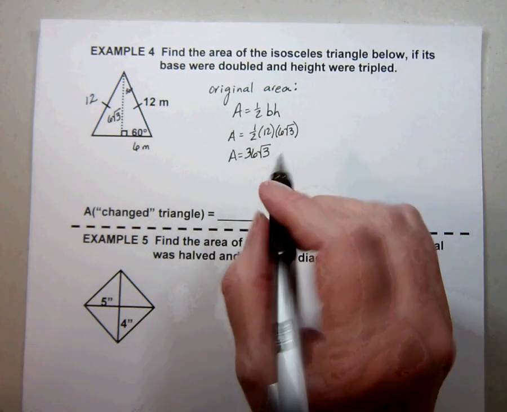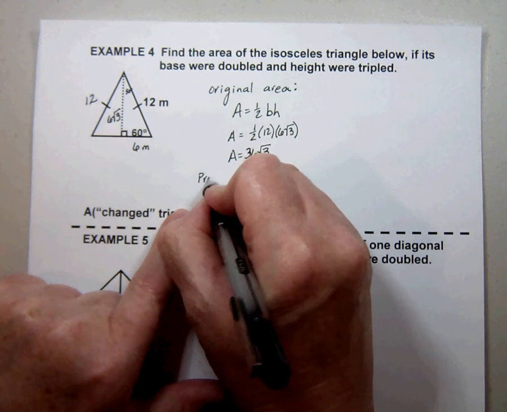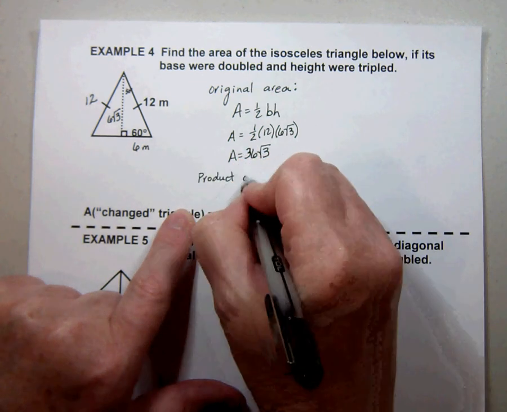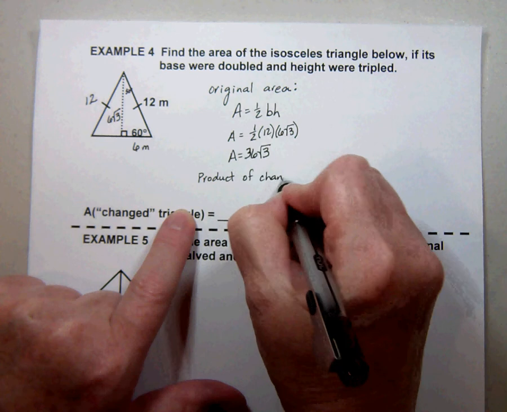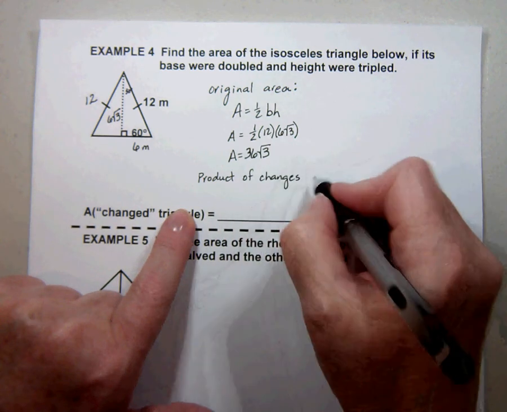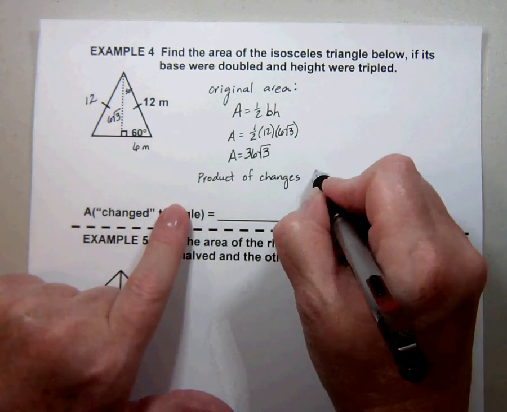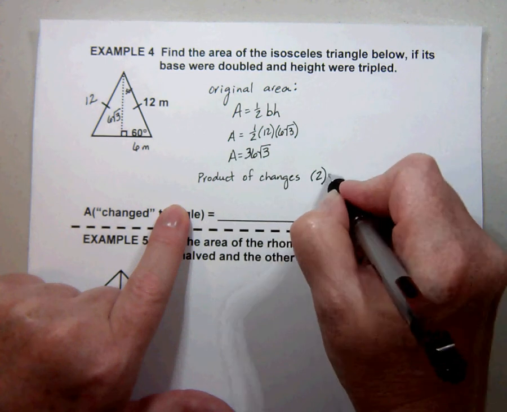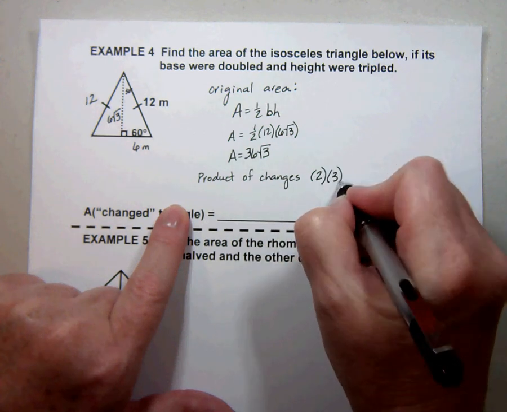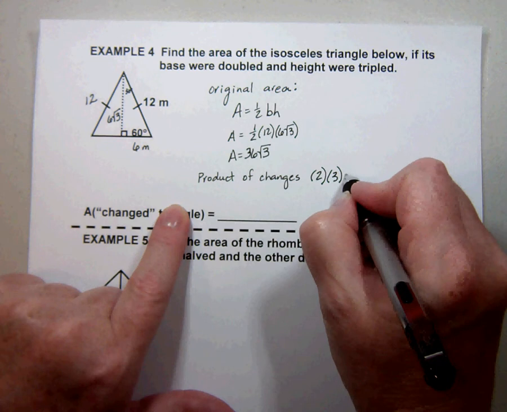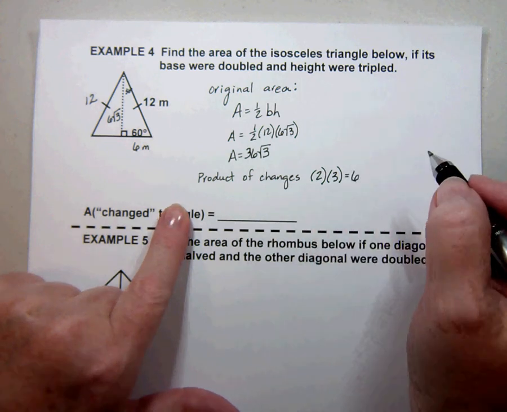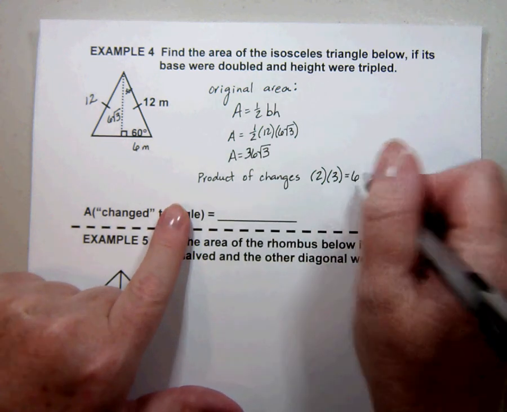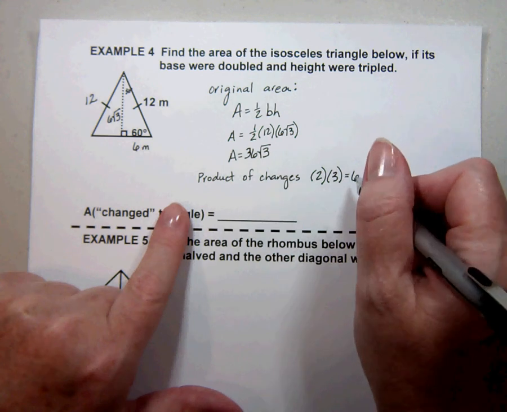So I'm going to write this as a product of the changes. And what that means is you take the change, what you're doing, you're doubling, which means 2. You're tripling the height, which means 3. Product means multiply those two numbers. So that means the area changes by 6 times. That means it's 6 times bigger.